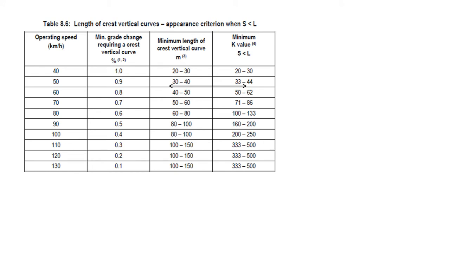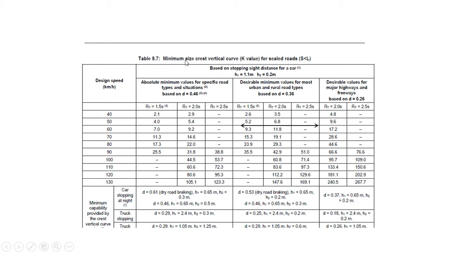Table 8.6 in the road design guide defines, for an operating speed of 50, a minimum length of vertical curve of 30 to 40, and the K value from an appearance point of view. Table 8.7 defines, for an eye height of 1.1 meter and object height of 0.2 meter, for 50 km/h speed, the required K value is from 5.2 to 6.8. So if we select our 2.0 perception time, a K value of 6.8 is required for the crest curve.